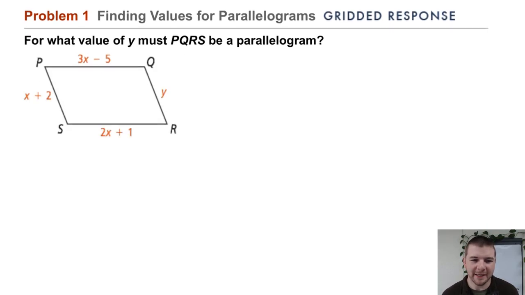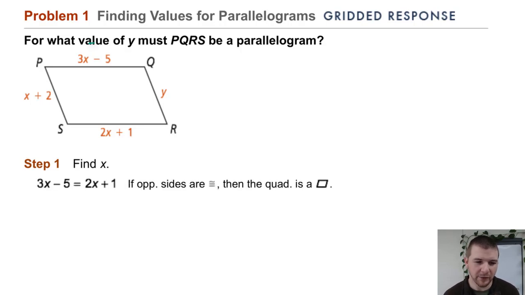Problem 1. Finding values for parallelograms. For what values of y must PQRS be a parallelogram? We'll consider the diagram carefully. Step 1, we need to find the value of x. So 3x minus 5 equals 2x plus 1. Well, that's because if opposite sides are congruent, then the quadrilateral is a parallelogram.